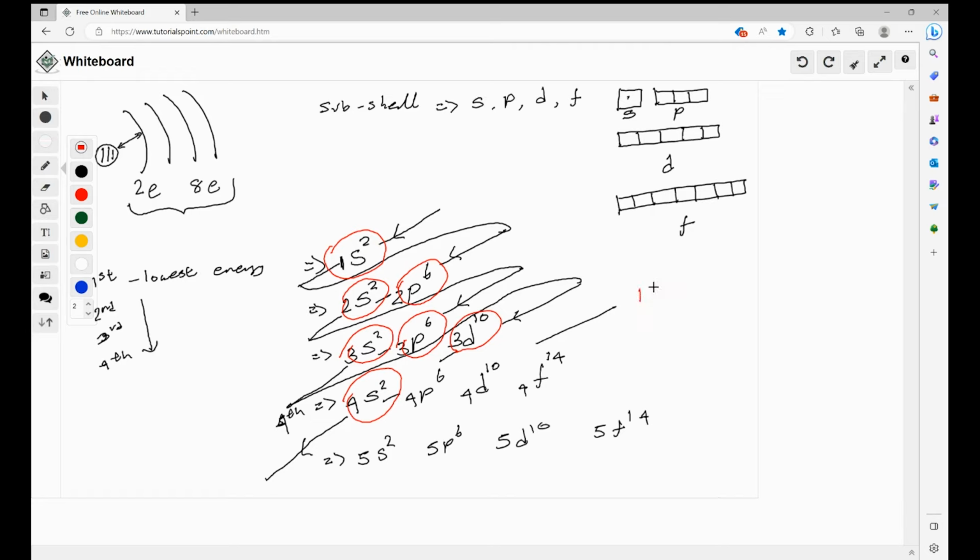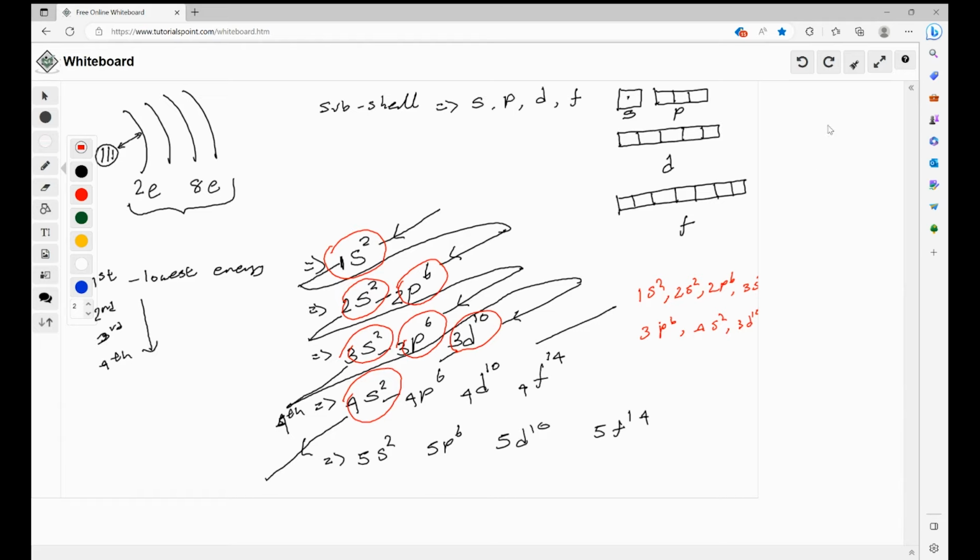Again, 1s2, 2s2, 2p6, 3s2, 3p6, 4s2, and 3d10. This is how electrons get filled in. So remember this order always.